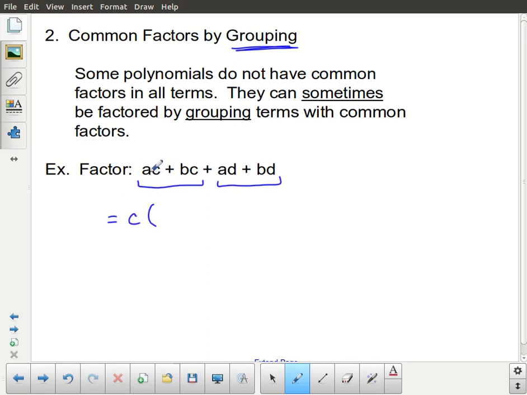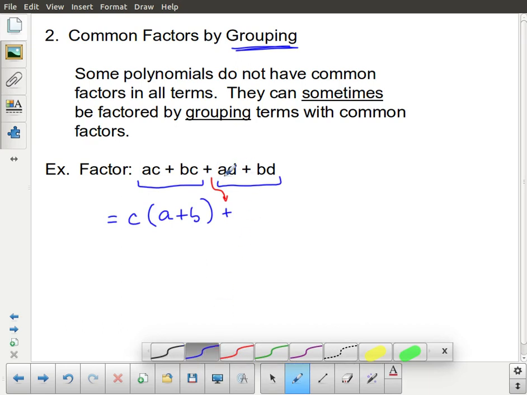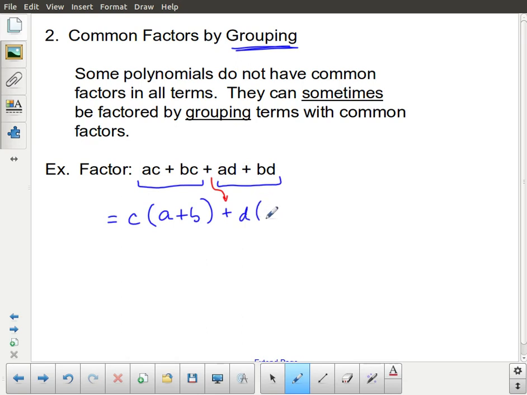When I factor out the c, so I start with AC, but I divide out the c, well, that leaves an a. And I have BC, positive BC, so I factor out the c and that leaves a b. Plus, whenever you do this process, you always want to keep whatever this sign in the middle is. And now I take a look between AD and BD. There is a common factor of D, and I divide that out and I end up with A plus B.